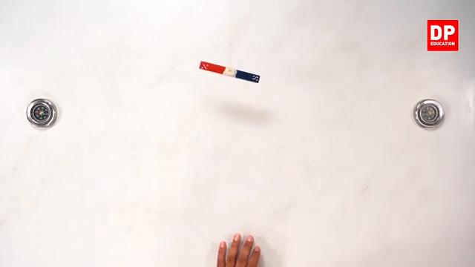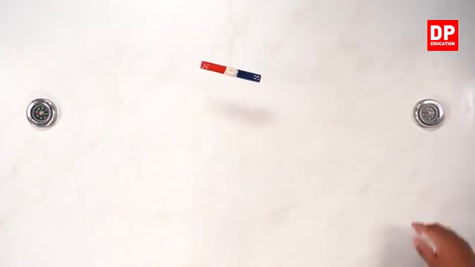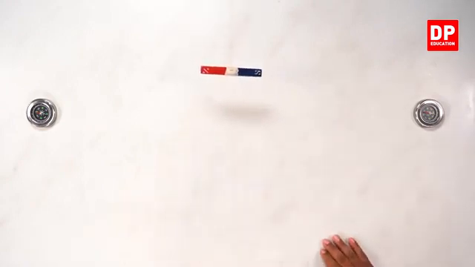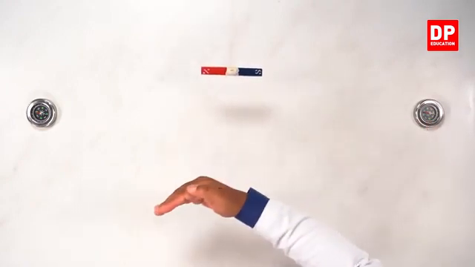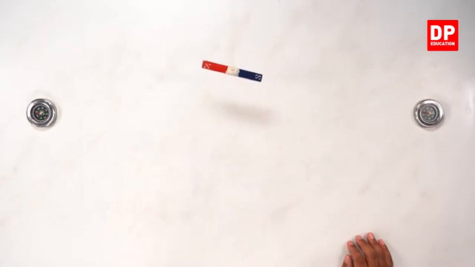Now I'm going to take away the magnet and observe what will happen. Once again it is pointing towards the north direction. The red colored area always points towards the north direction.